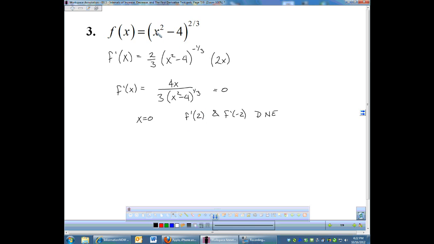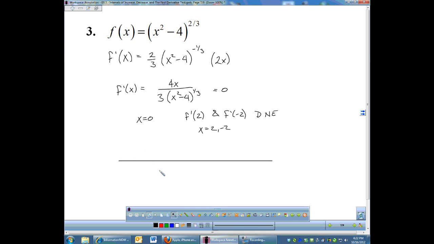Can you plug 2 into my original function? 2 squared is 4, so I'd have 0 to the 2/3. That's okay. If I plug in negative 2, that point works also. So the derivative does not exist, but my function does exist, so x equals 2 and negative 2 are still critical numbers. We're going to put those on our number line.